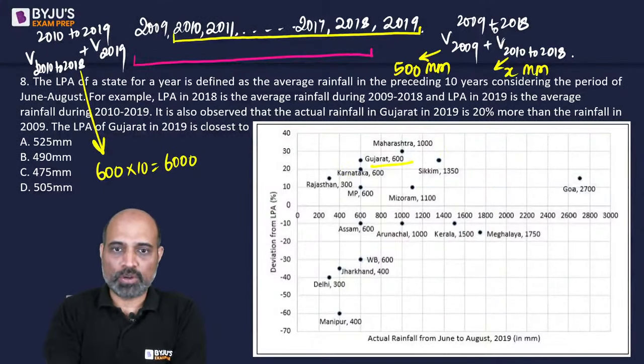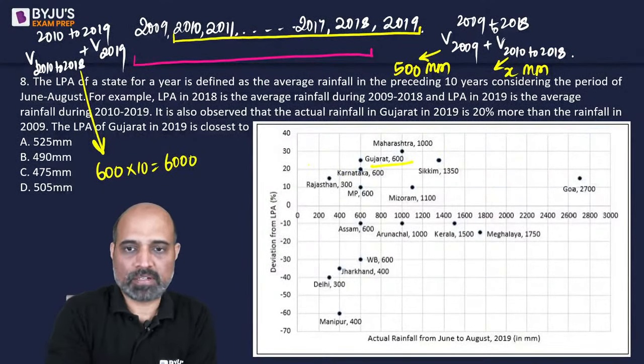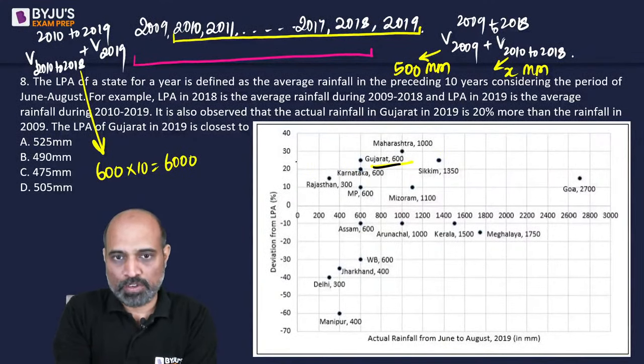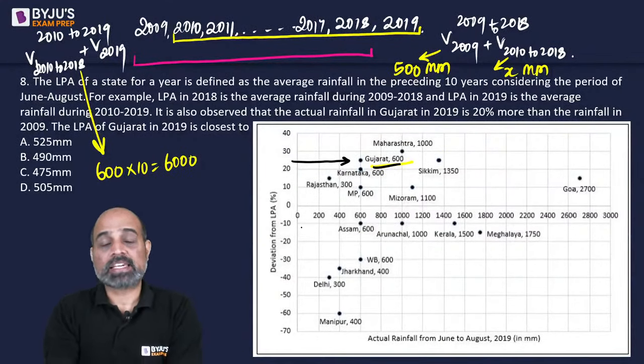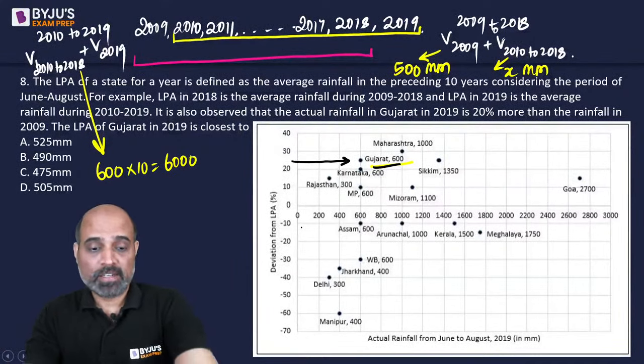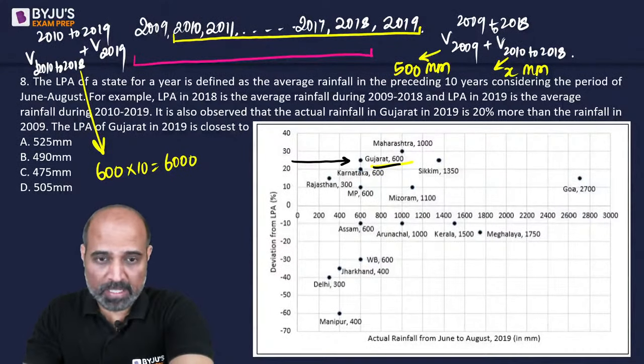And what do we know? Yes, 600 mm था. And what do we know from here? कि ये 25% ज्यादा है. Okay, so I will need space, so I'm hiding myself.